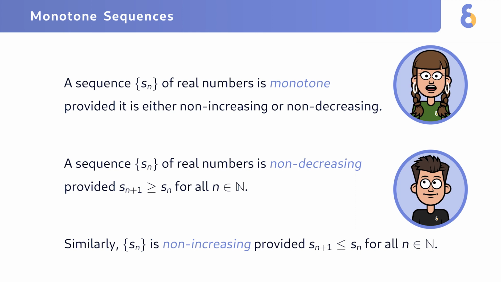Similarly, a sequence S sub n is non-increasing, provided each successive iterate S sub n plus 1 is not greater than the current iterate S sub n. So, if we know a sequence is non-increasing, then it's monotone. However, note, if it's monotone, then we might not know if it's non-increasing or if it's non-decreasing.